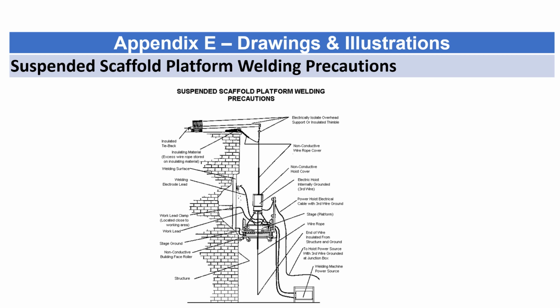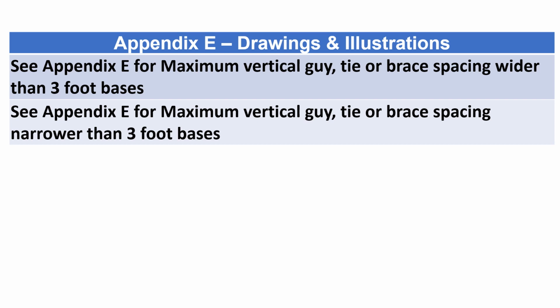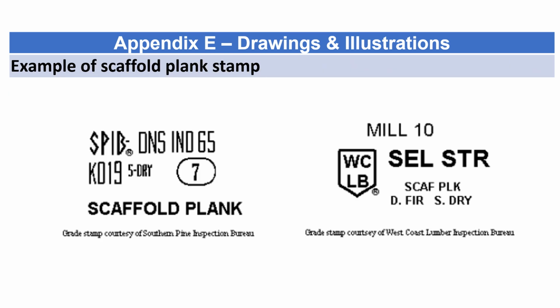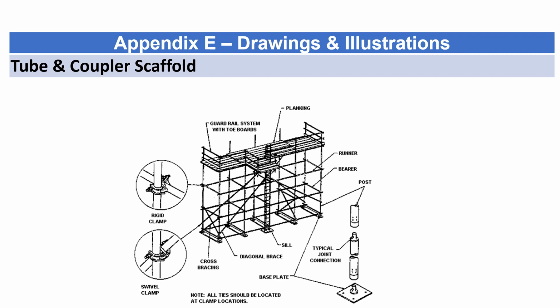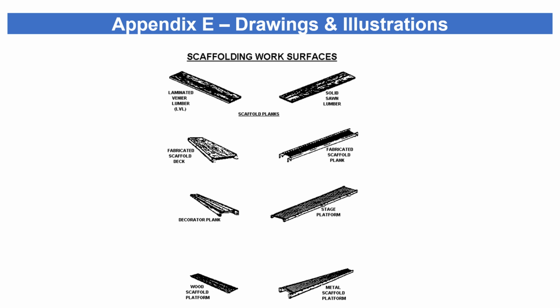Suspended scaffold platform welding precautions. See Appendix E for maximum vertical guy, tie or brace spacing wider than 3 foot bases. See Appendix E for maximum vertical guy, tie or brace spacing narrower than 3 foot bases. Example of scaffold plank stamp. Tube and coupler scaffold. Scaffold work surfaces, laminated veneer lumber, LVL. Solid sawn lumber. Fabricated scaffold deck. Fabricated scaffold plank. Decorator plank. Stage platform. Outrigger scaffold.